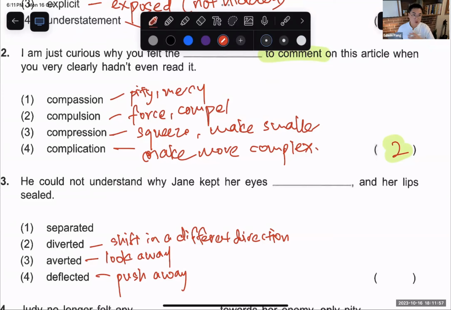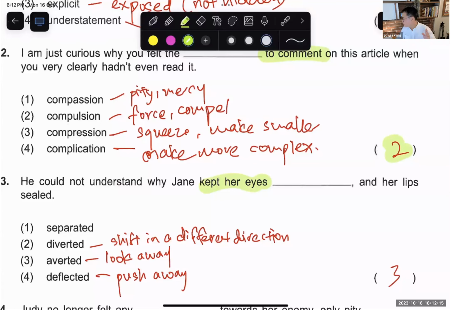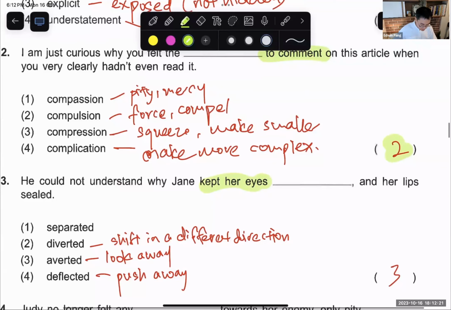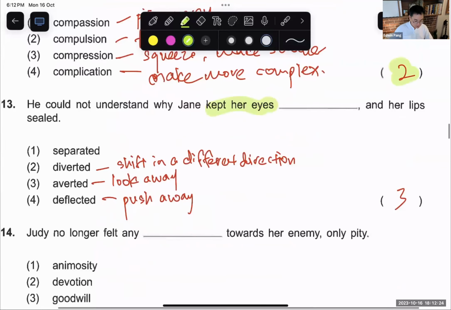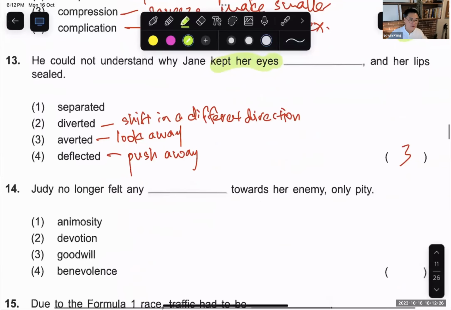Averted means to look away. You avert your gaze. I just gave away the answer in case you didn't know. So anything to do with your eyes, you avert. Avert always has to do with your eyes. You avert your eyes, you avert your gaze, you avert your glance. You avert your eyes away at something. So that's it, okay? Number 14, let's have fun here.